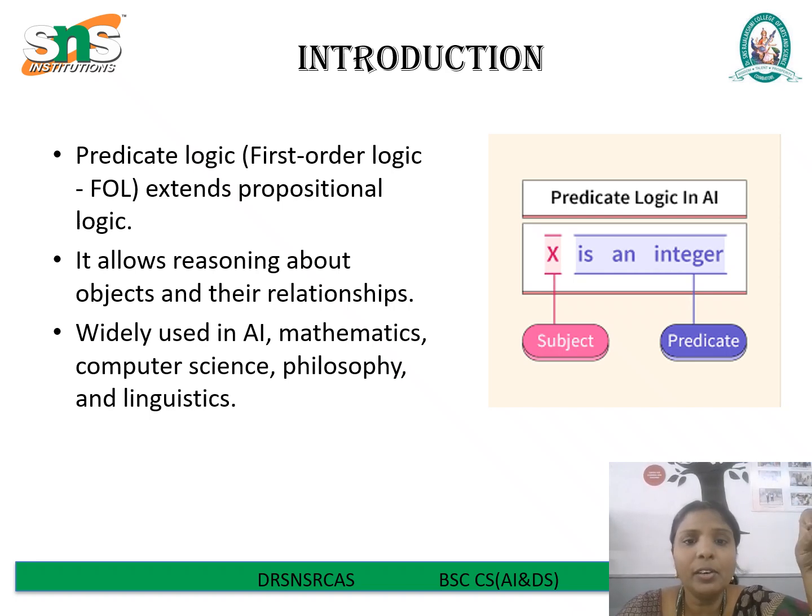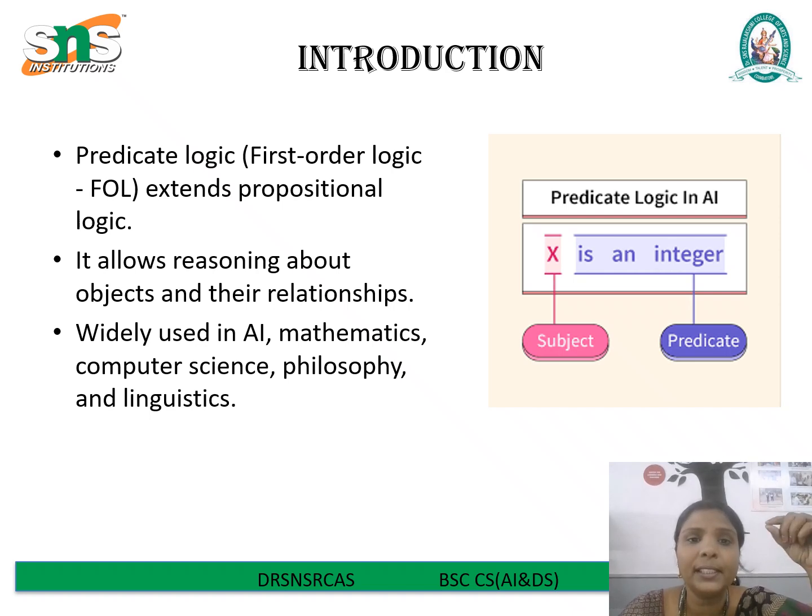So predicate logic goes a step further. It allows us to reason about objects and the relationships between them. Instead of just saying "John is hungry" as a single true or false statement, predicate logic lets us break it down into the object and the predicate. John here is the object and the predicate is hungry. Then we can express this relationship as hungry(John), with John inside the bracket. This gives us much more flexibility.